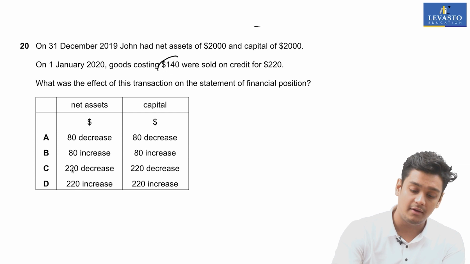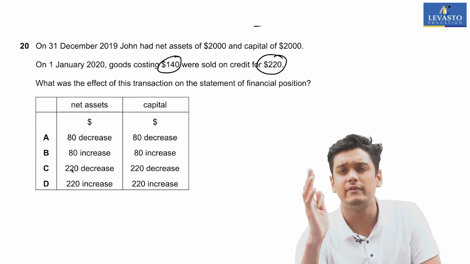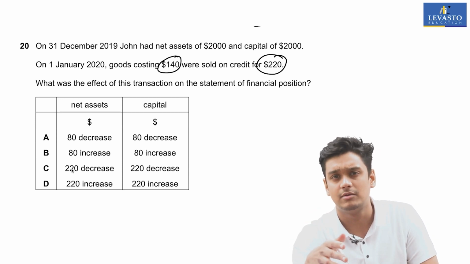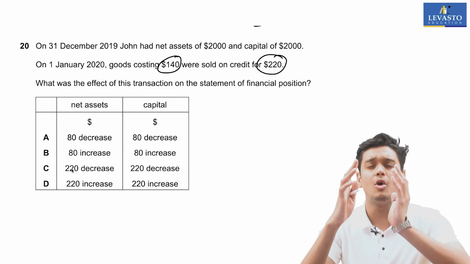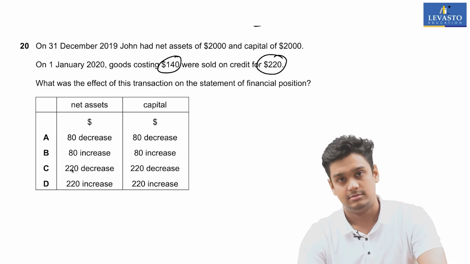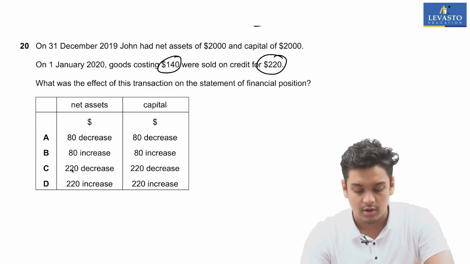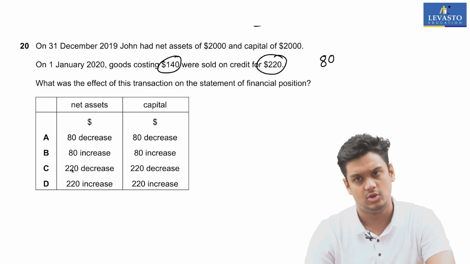Goods bought for 140 were sold for 220. Guys, think very practically. Don't overthink. Some people will go and prepare T accounts, record this, record that, do so many various calculations. Be very practical. You bought something for 140, sold for 220. Okay, you made a profit. Profit of how much? 80. You made a profit of 80.